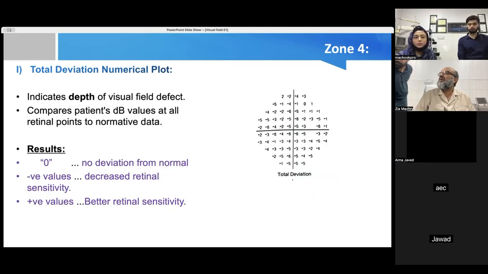Zone 4 is a total deviation numerical plot and total deviation probability plot. Total deviation numerical plot indicates depth of the VL field defects. It compares patient retinal sensitivity and decibel values at all points to normative data. 0 means no deviation from the normal. Negative value means decreased retinal sensitivity, and positive value means high retinal sensitivity.